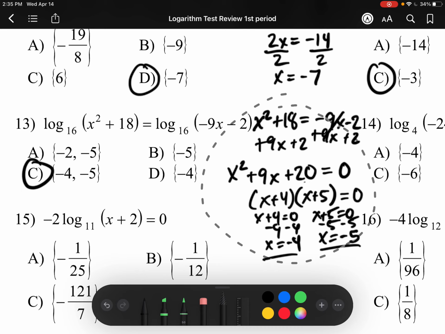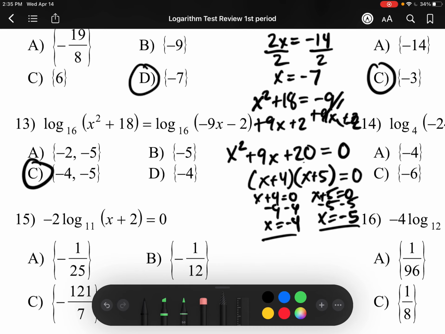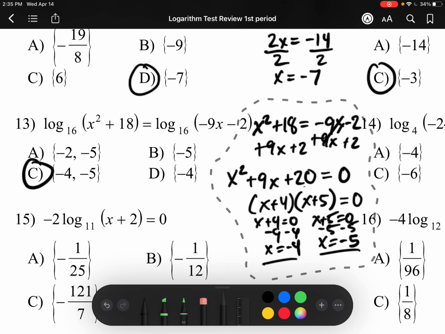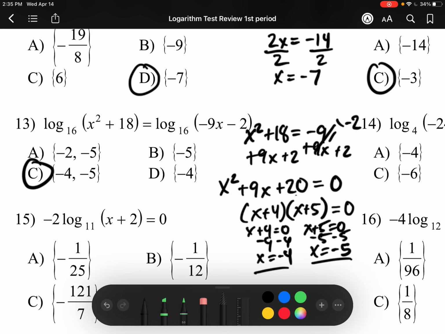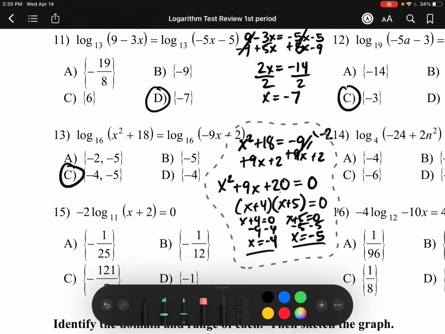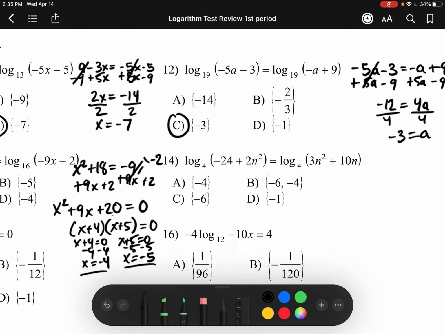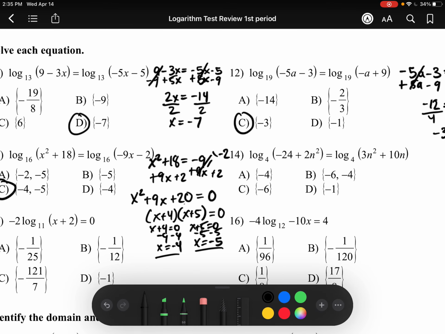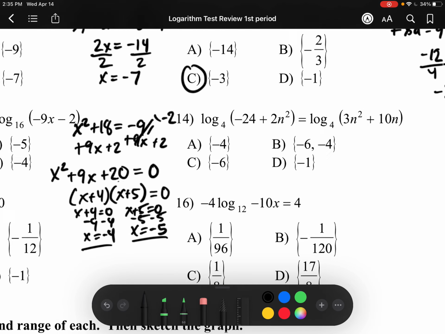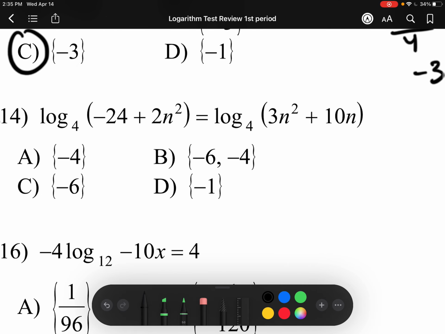On the test, you will not have to solve for extraneous solutions. You can just go ahead and solve your problems. Whatever answers you get is what's going to be your answers on the test. So you don't have to worry about extraneous solutions. Normally, you would plug in your solutions into your original equations to make sure that they both work, but you don't need to worry about extraneous solutions on the test. So whatever you get, just select that as your answer.